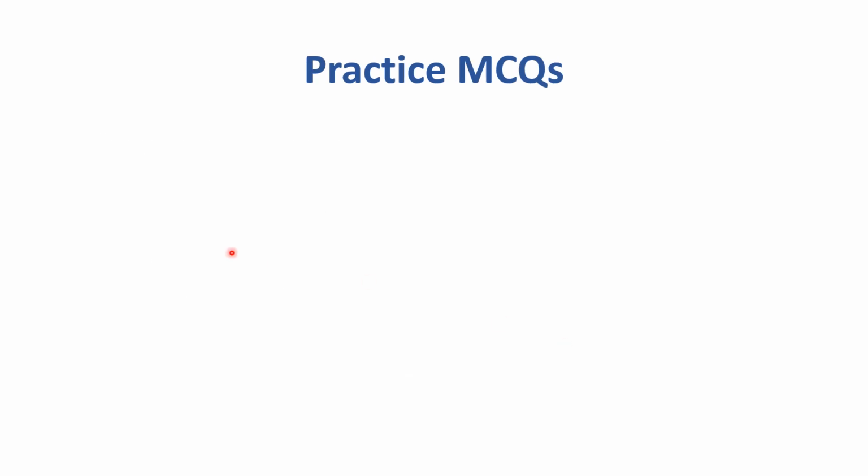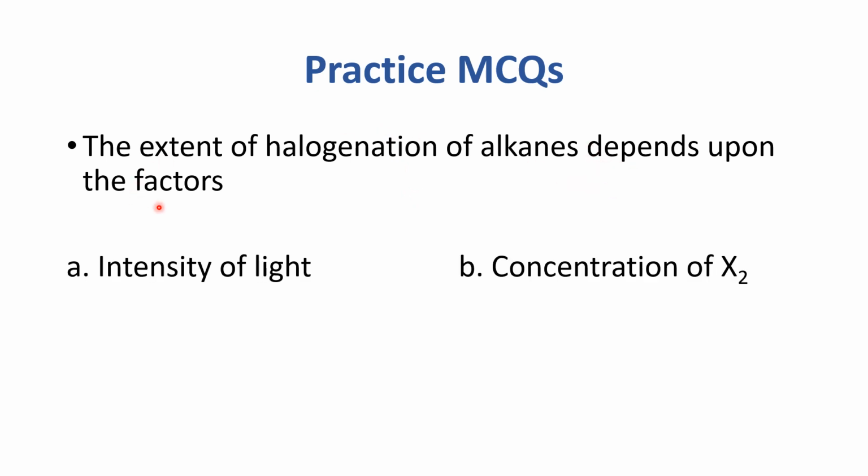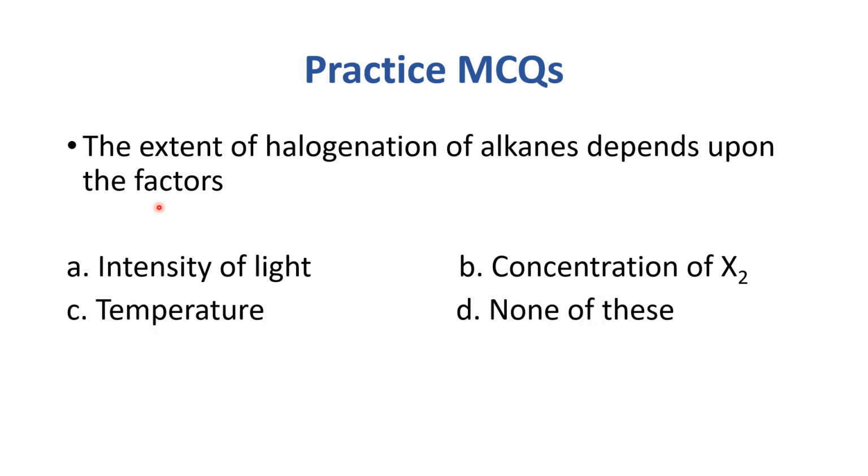So here we have a practice MCQ. The extent of halogenation of alkanes depends upon which factor? The options are intensity of light, concentration of halogen, temperature, and none of these. And the correct option is concentration of X2.